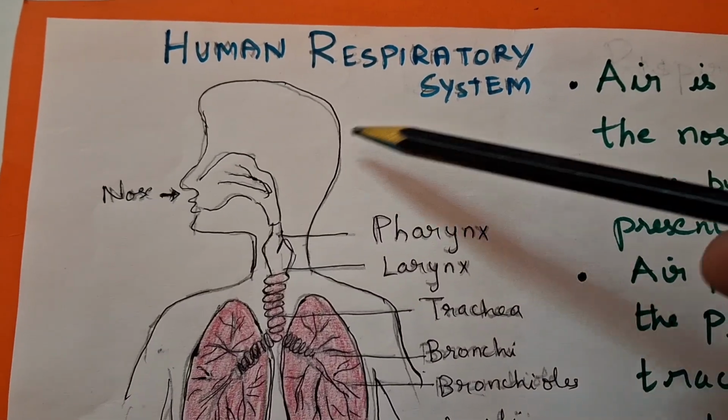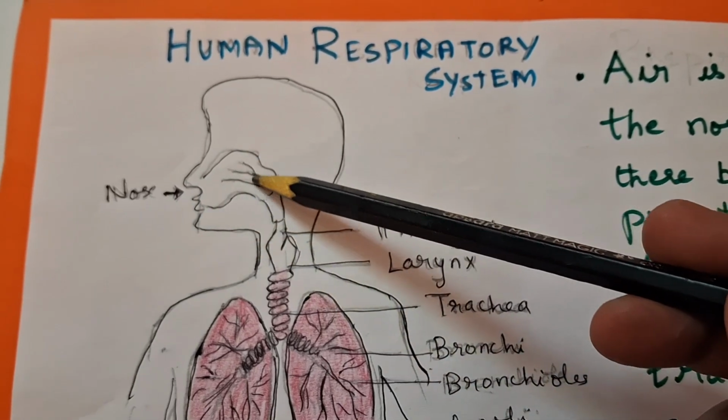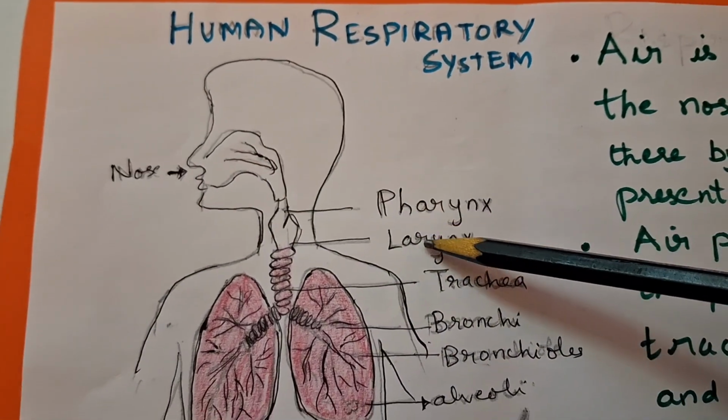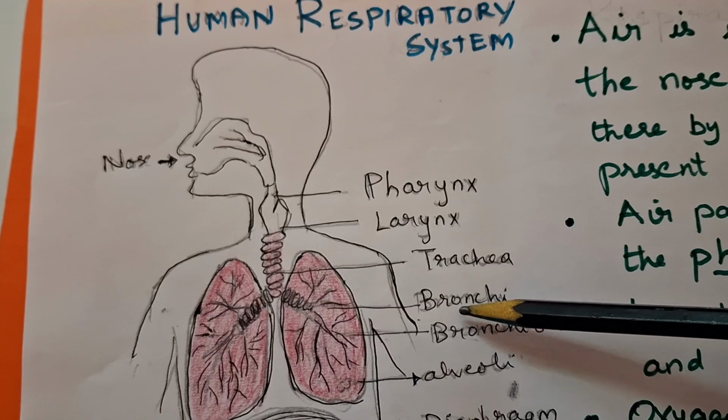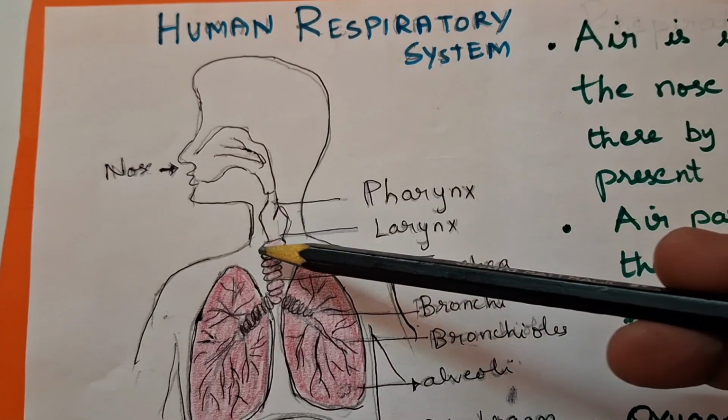The human respiratory system begins with the nose and nostrils. Then you have the pharynx, larynx, trachea, bronchi, bronchioles and alveoli. So these are the parts of the respiratory system.